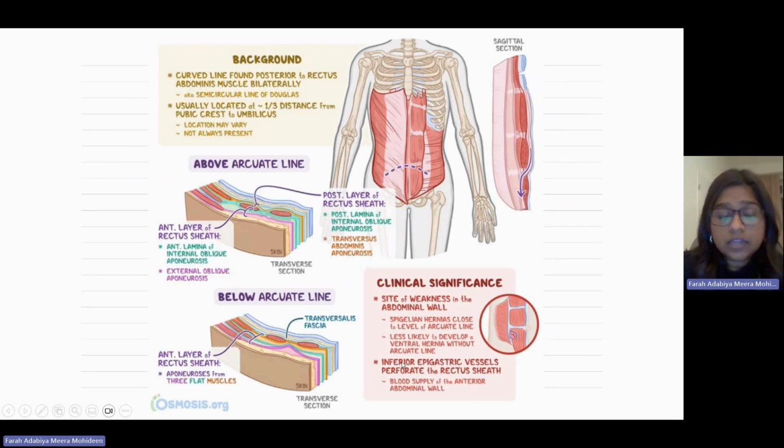Okay, so this is another picture that I've gotten from Osmosis that talks about the difference in the rectus sheath transverse section above the arcuate line and below the arcuate line, and what an arcuate line is. You can definitely go through this picture.